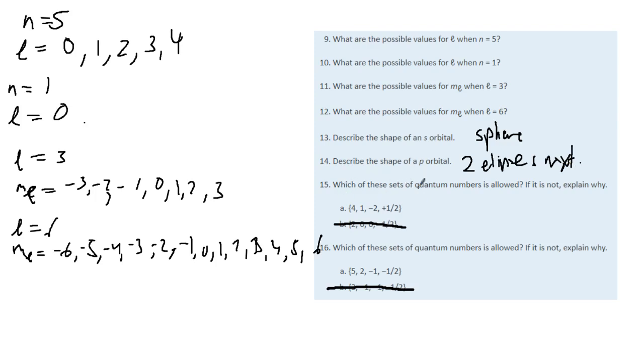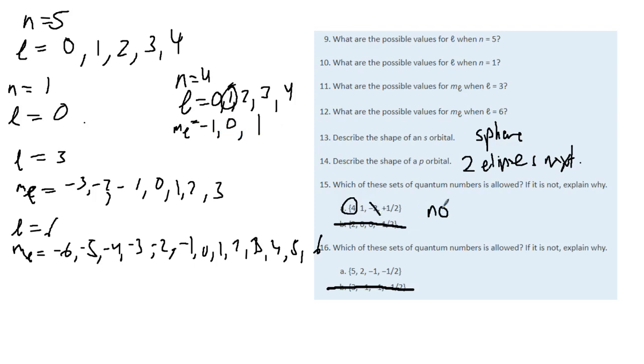Which of these sets of quantum numbers is not allowed? And if it's not, explain why. So n equals 4, this is the first one. So n is equal to 4. Then L can be equal to 0, 1, 2, 3, and 4. So it's equal to 1. L is equal to 1, so that's allowed, right? So then ML can only be -1, 0, or 1. And there's -2 in here, so this is not allowed.